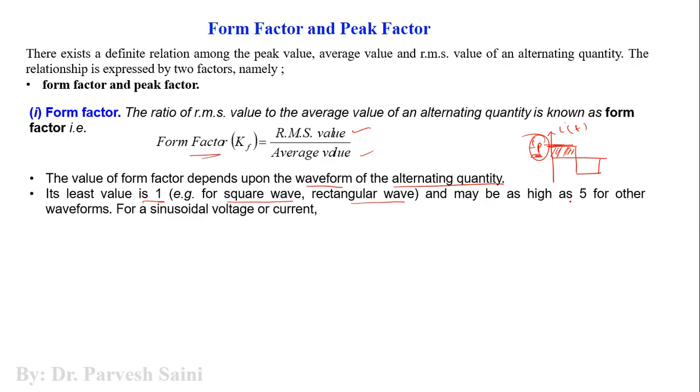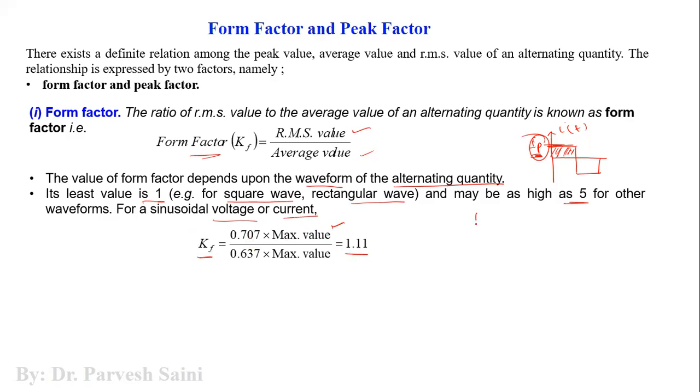And it could be as high as 5, means for some other types of alternating signals, alternating quantities, it can be maximum up to 5. For a sine wave, for a sinusoidal voltage or sinusoidal current, the form factor is basically given by this equation here, and which is equal to 1.11.